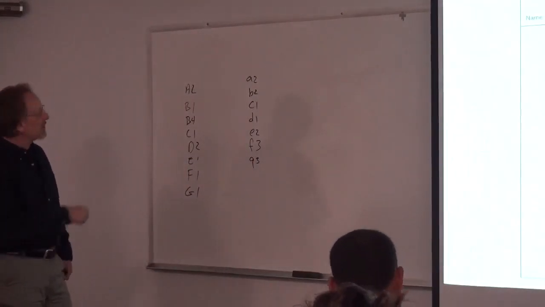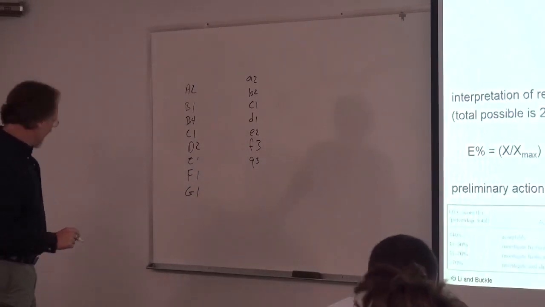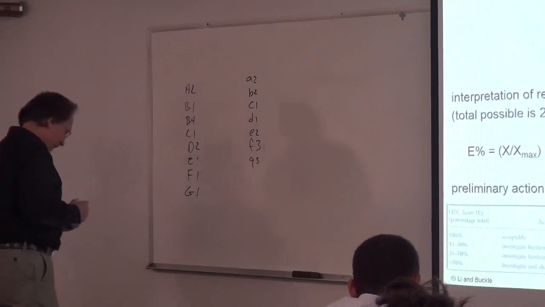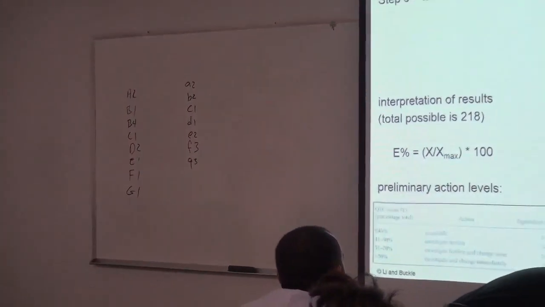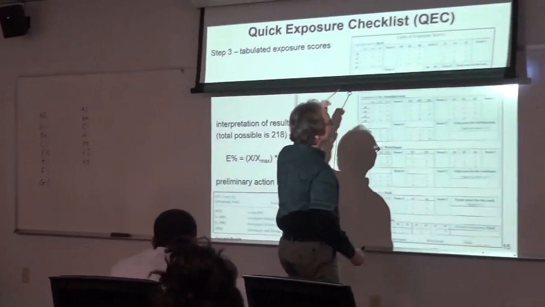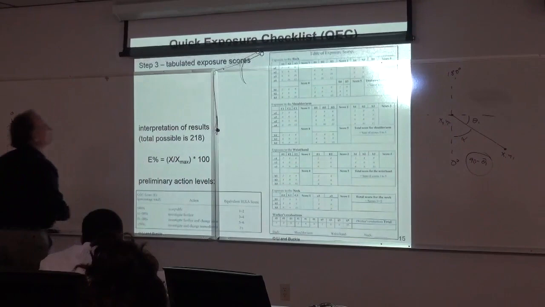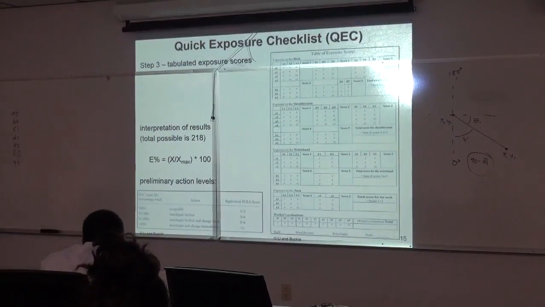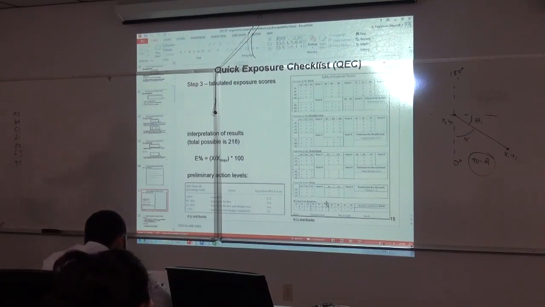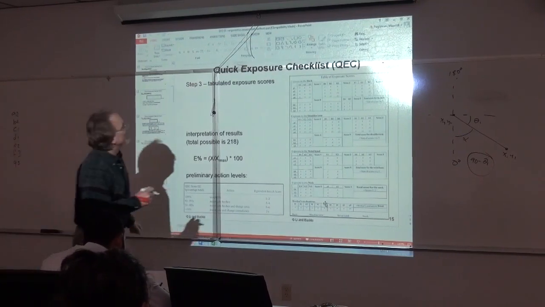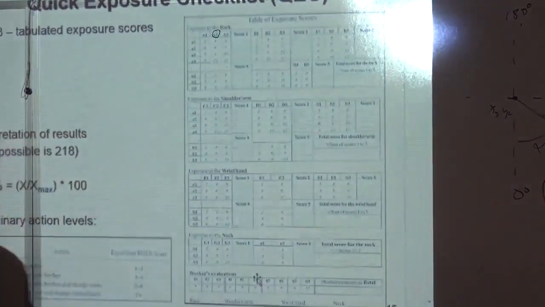Okay? So let's just assume that these are our results. Now, let's take those results and see what kind of a score we end up with. So, it's an A2, so let's circle A2. Matter of fact, let's go circle everything.